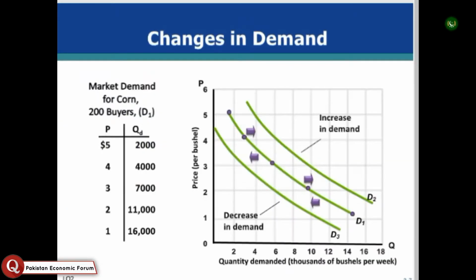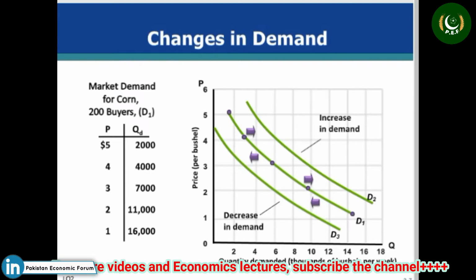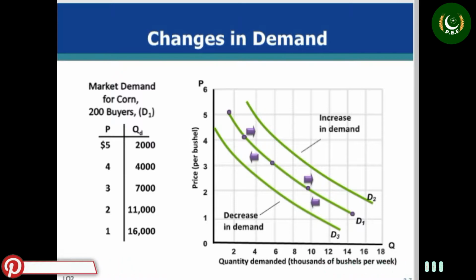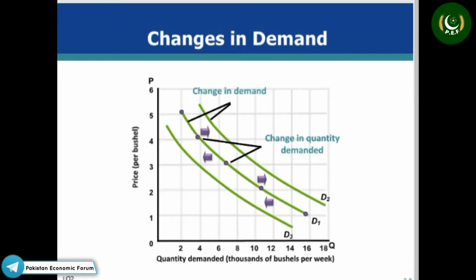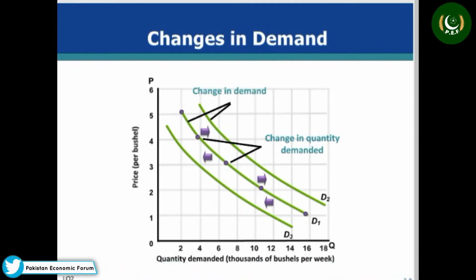Changes in the demand for corn will be brought about by a change in one or more of the determinants of demand. An increase in demand is shown as a shift of the demand curve to the right, as from D1 to D2. A decrease in demand is shown as a shift of the demand curve to the left, as from D1 to D3. These changes in demand are to be distinguished from a change in quantity demanded, which is caused by a change in the price of the product and is shown by a movement from one point to another point on a fixed demand curve.